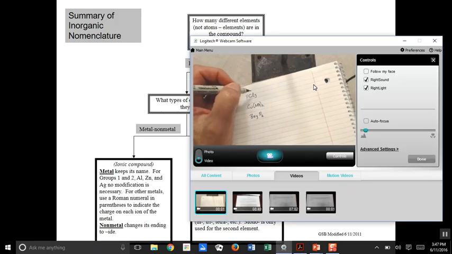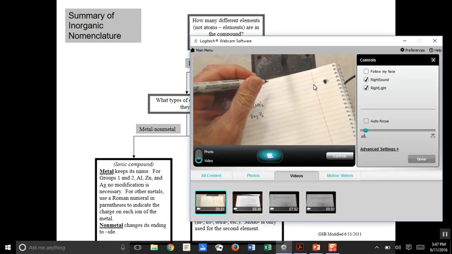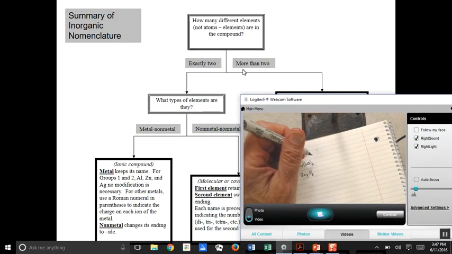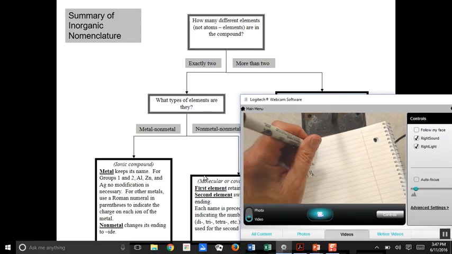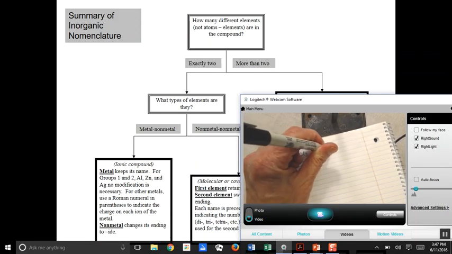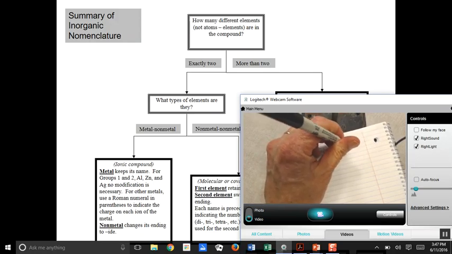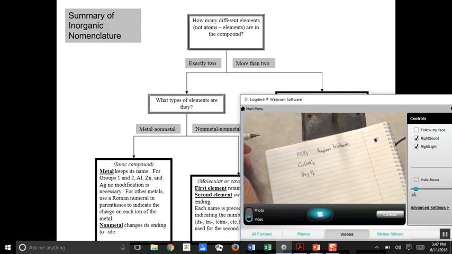So this is a nonmetal, nonmetal. So we're going to name this guy. He's binary, nonmetal, nonmetal. We're going to use prefixes. We're going to call him phosphorus trichloride. Okay? You'll write better than I do when you do this.